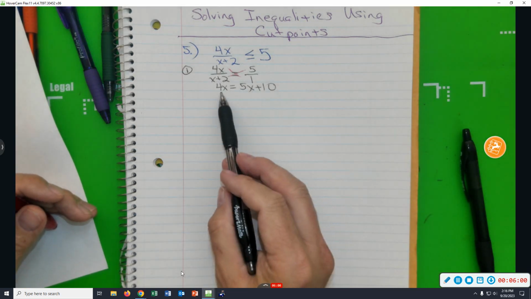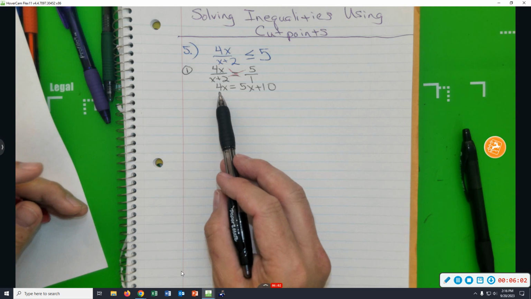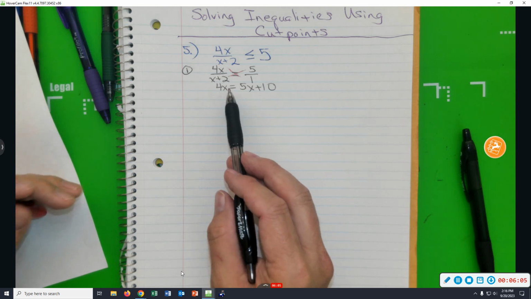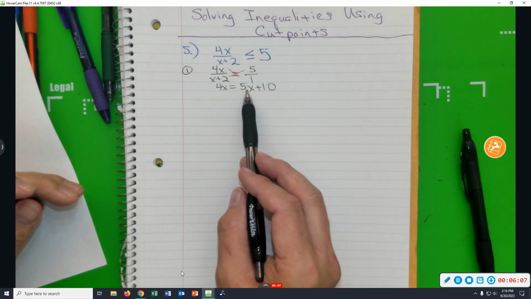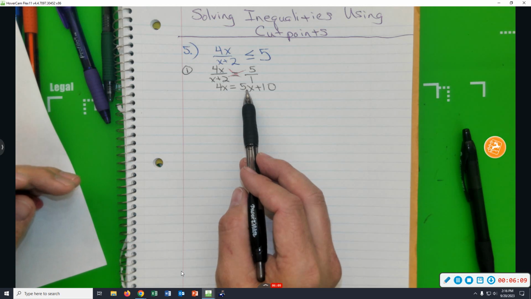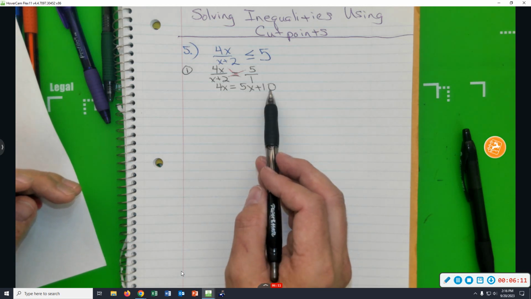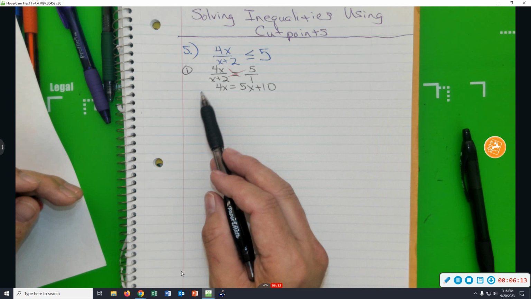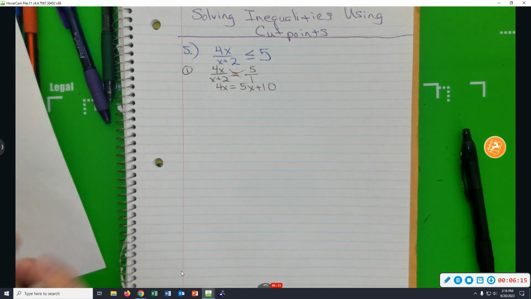Now we're trying to solve for x. I think the easiest thing to do is to maybe subtract that 4x from both sides, but then what are we going to have to do to this 10? Move it over to the left by subtracting it.